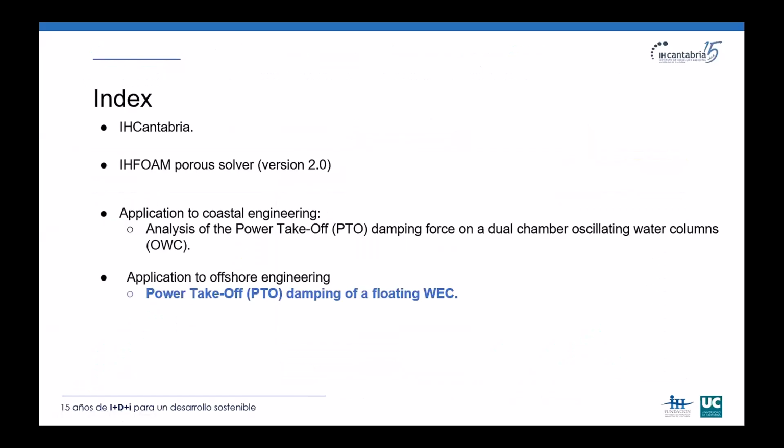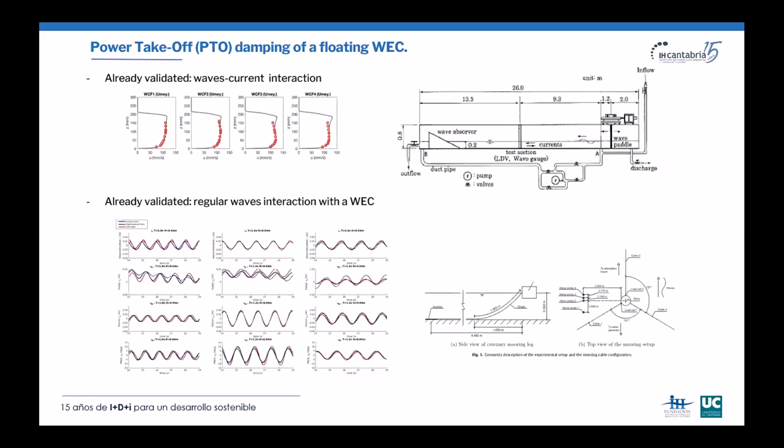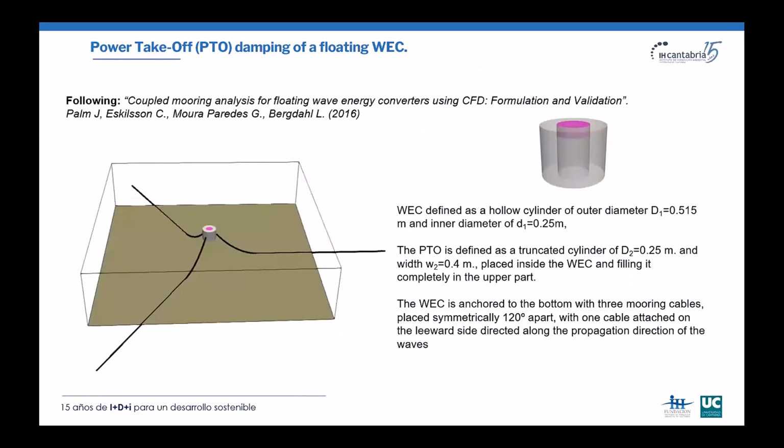And the last one is the PTO damping of a floating wake. We're going to be using some of the work that we have already validated before, the wave and currents, and the regular wave interaction with a wake. Starting from this work, now we're going to define a wake which has a hollow cylinder with an outer diameter of 0.5 and an inner diameter of 0.25.